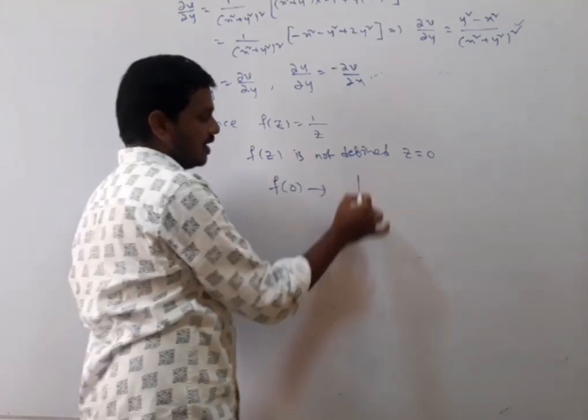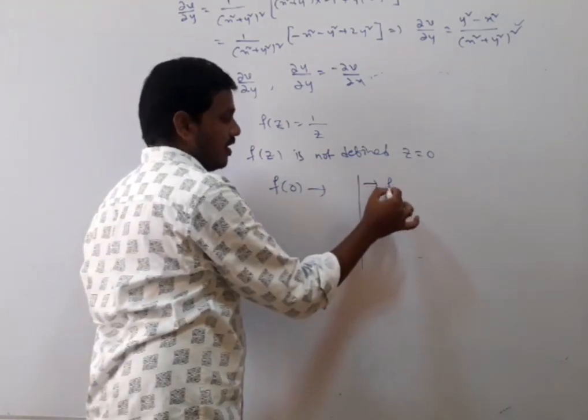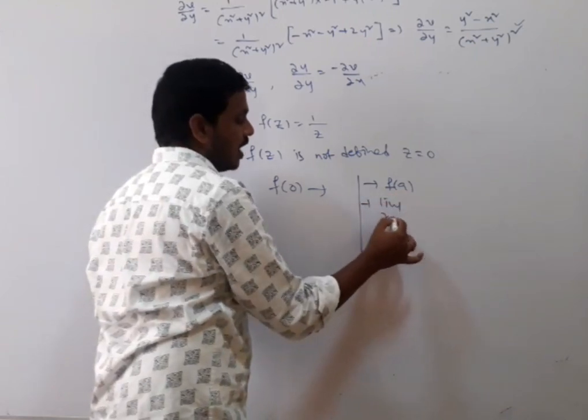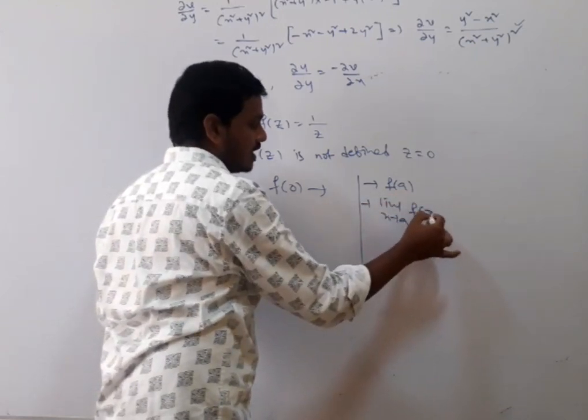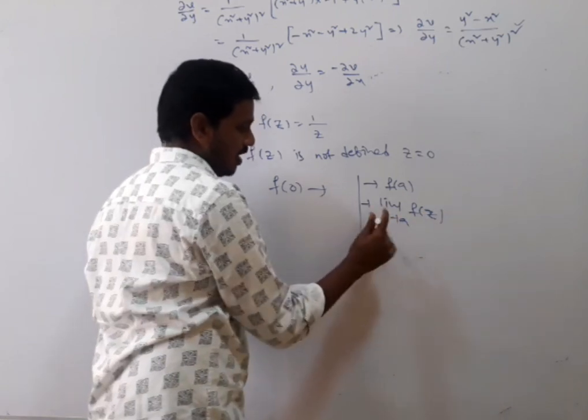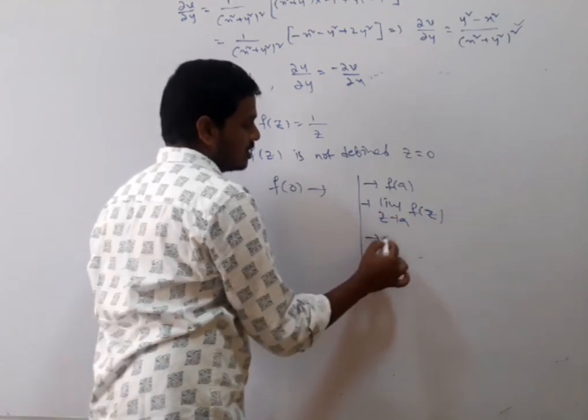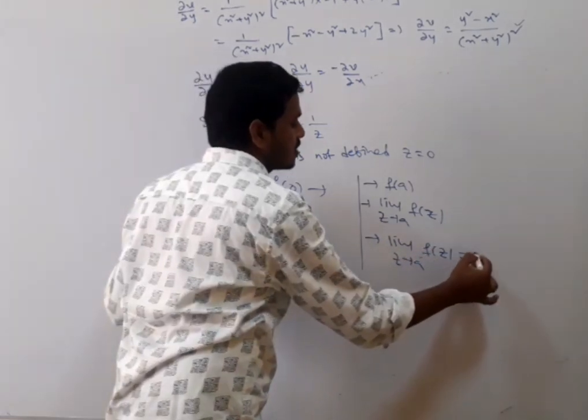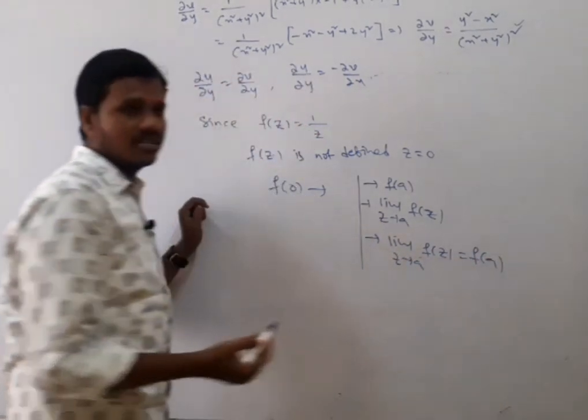To check the continuity, what are the conditions? First, f of a is defined. Second, the limit as z tends to a of f of z exists. Third condition, the limit as z tends to a of f of z is equal to f of a. Then we say that the function is continuous.